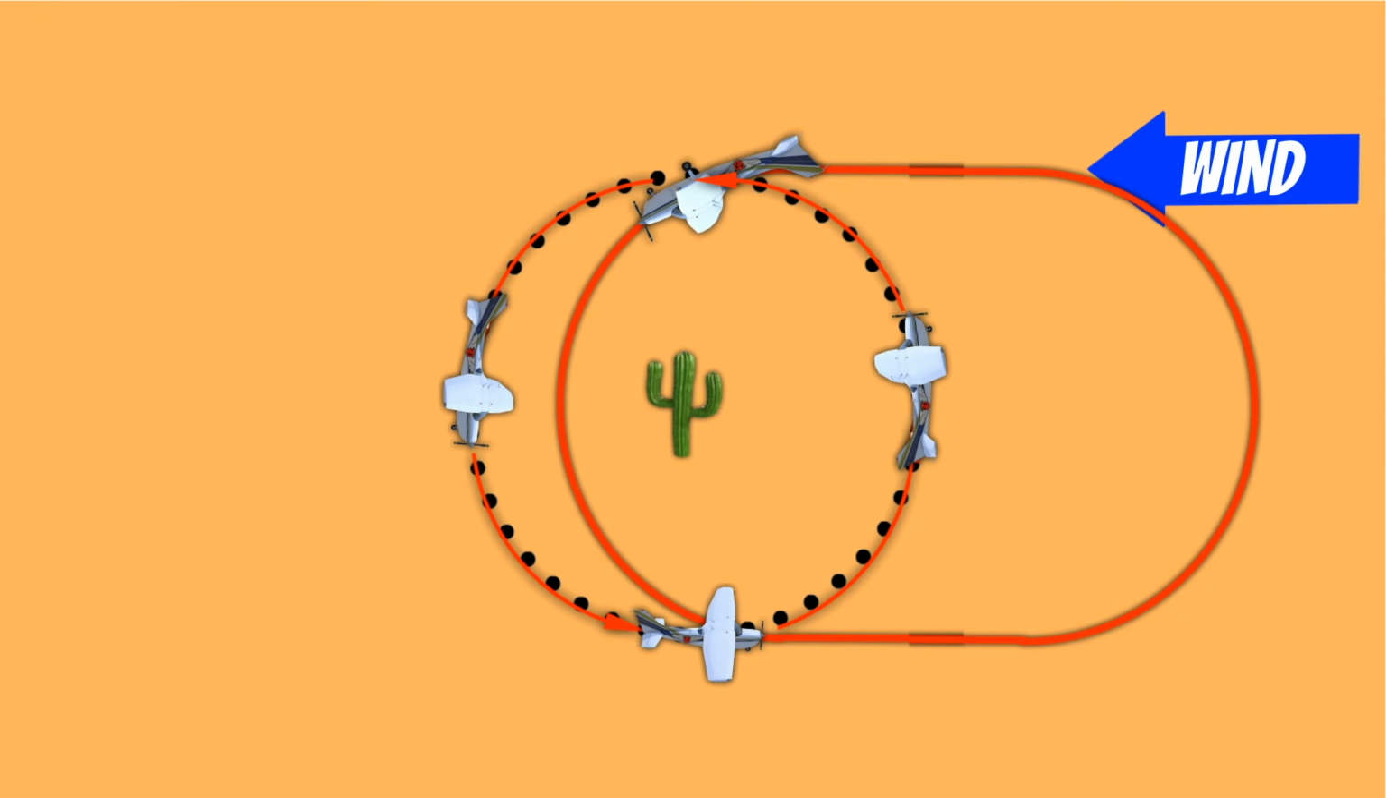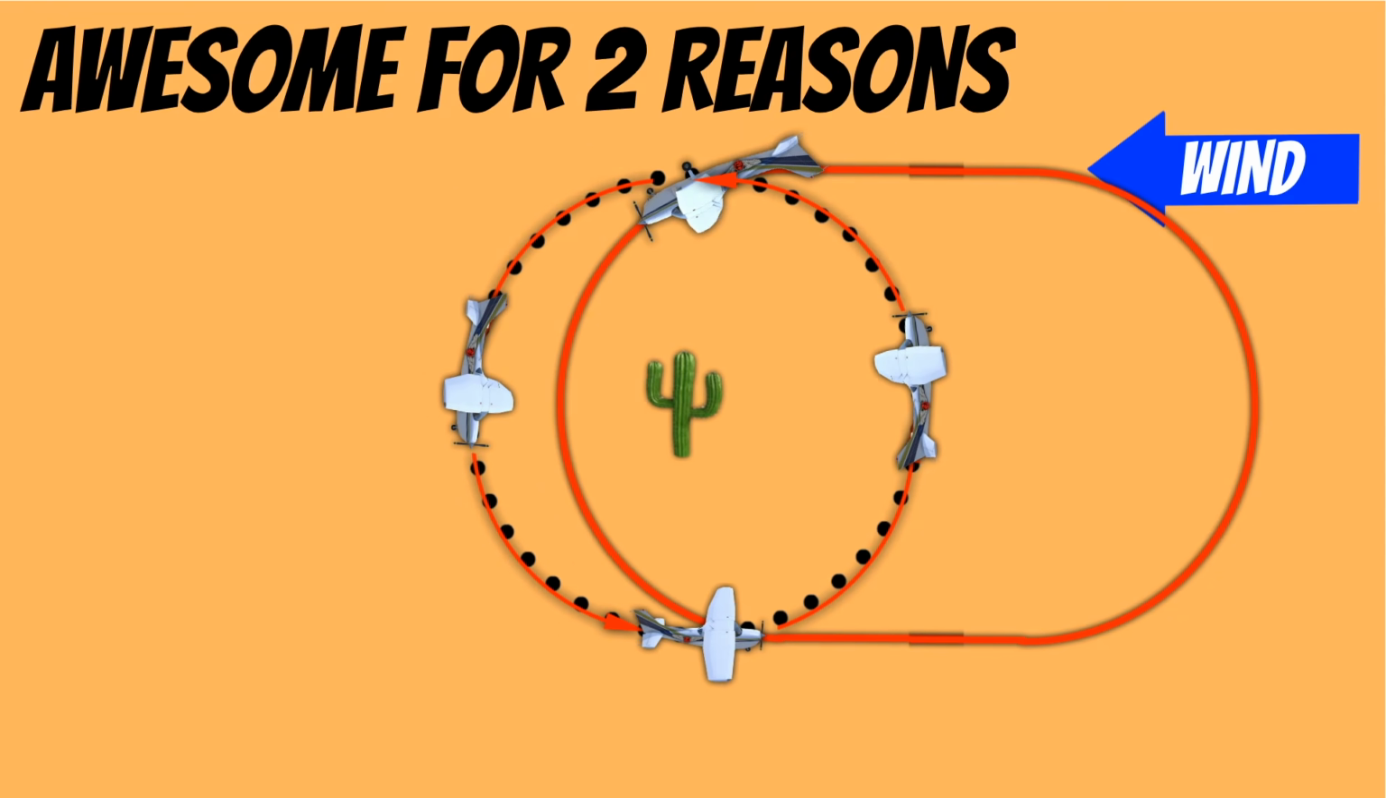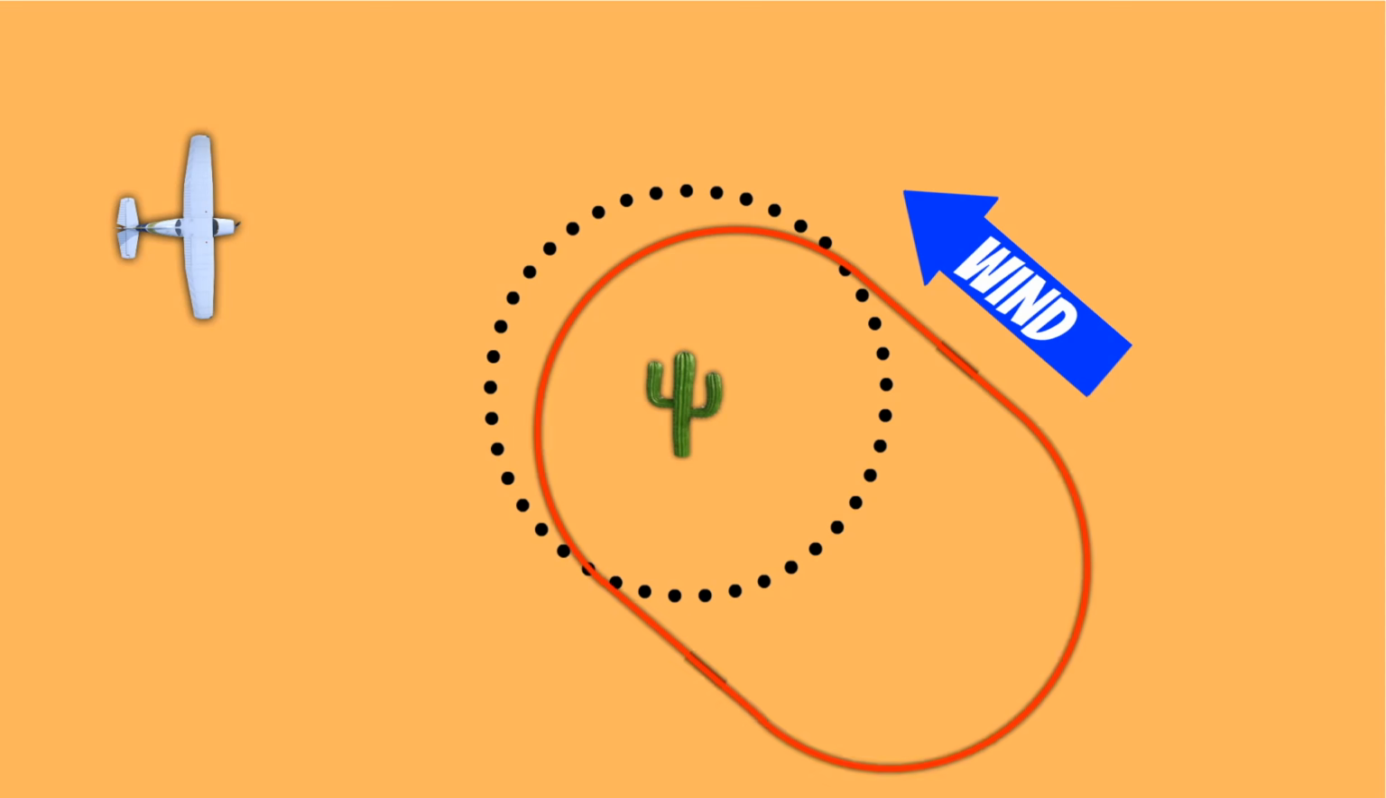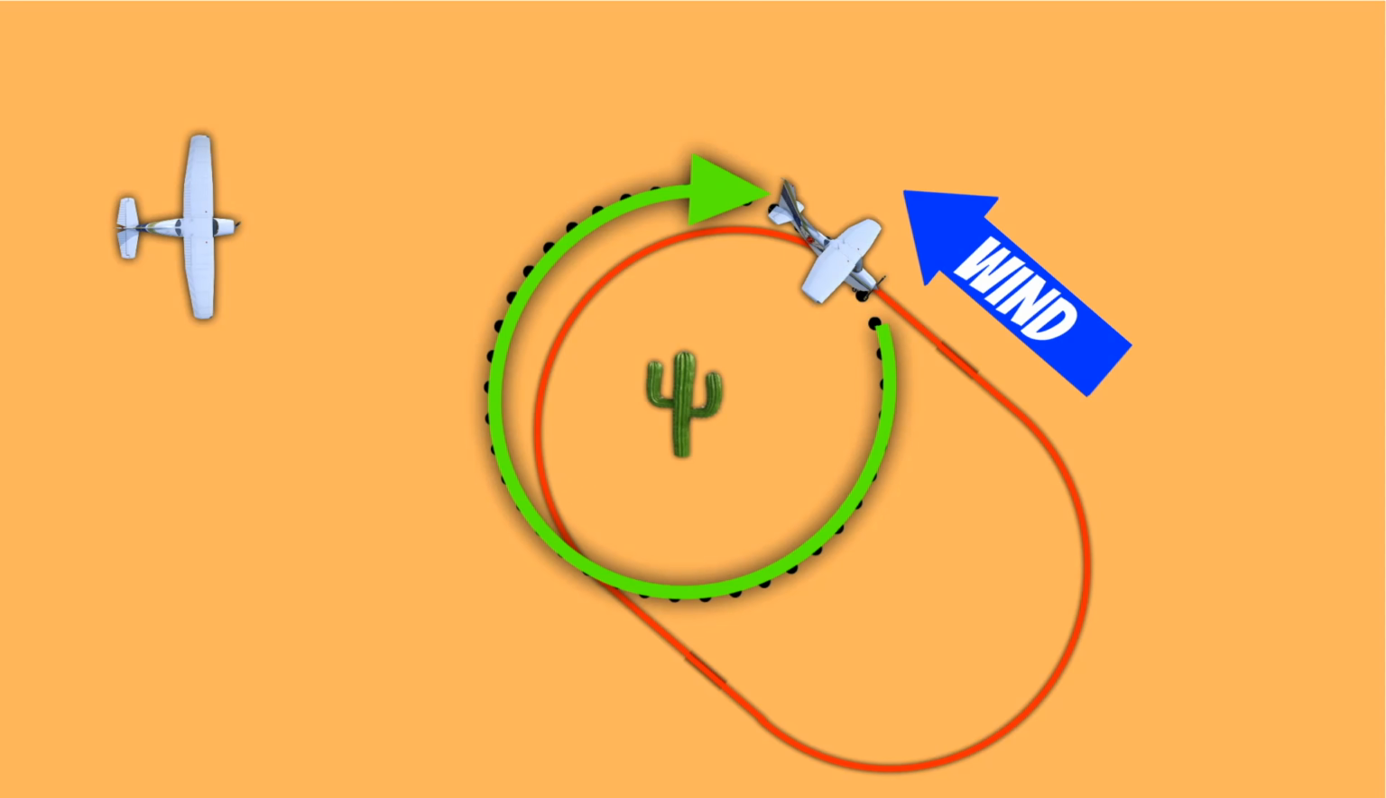Now this method is awesome for two reasons. First, if the wind is stronger, you simply make your oblong bigger, and that will account for the wind. Second, this method works no matter what direction the wind is blowing. If you aren't entering a turn with the wind, you simply imagine the oblong shape with the long edge in line with the wind direction. And if you fly that shape, you should end up with a perfect circle.